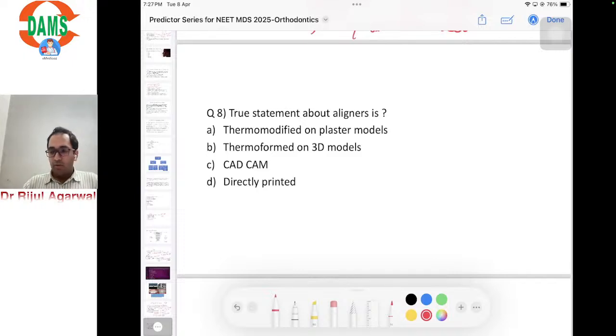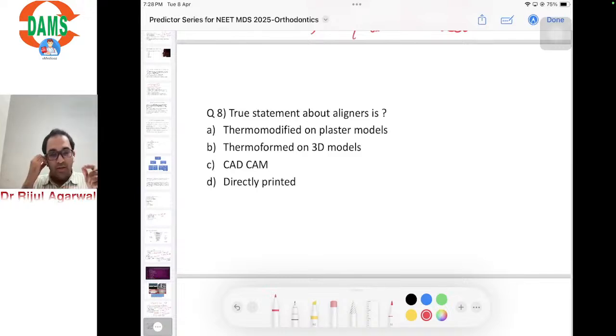In short, I don't think anyone would be there who doesn't know about aligners in the current scenario. What we don't know is the material and how they are formed. Okay, so what are aligners? Aligners are basically plastic trays. So instead of treating an orthodontic malocclusion with wires, technology has evolved and using plastic trays we are correcting the malocclusion. Like in braces, what we used to do is change the wire; in aligners we change the trays, and in each tray a certain amount of movement is built in.